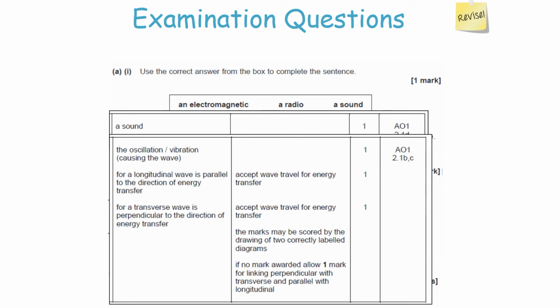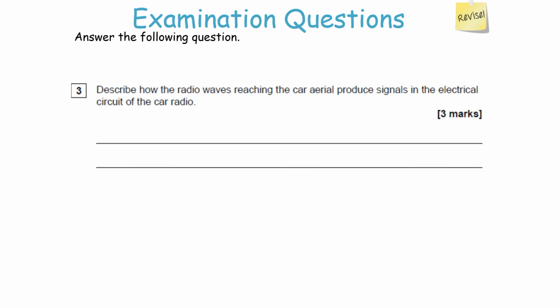So a longitudinal wave is when the oscillation of the wave is parallel to the direction of energy transfer, and a transverse wave is where the oscillation of the wave is perpendicular to the transfer of energy. Now another word for direction of transfer of energy is propagation. So you could say a longitudinal wave has oscillations parallel to propagation, and a transverse wave has oscillations perpendicular to propagation. But in your definition, always say what is parallel and what is perpendicular to the direction of energy transfer. It's the oscillation of the wave. Let's have a look at the next question.